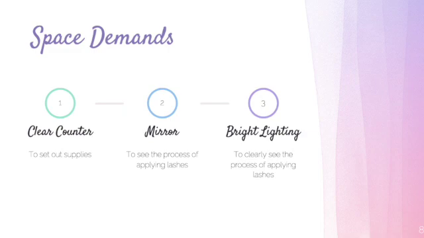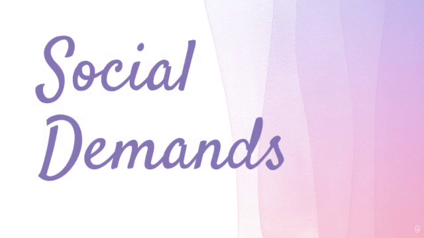Space demands are important to successfully applying false eyelashes. The participant will need a clear counter to set out items, a mirror to see, and ample lighting. Applying false eyelashes is an individual choice and activity. Cultural contexts have different standards of beauty, and some may be more accepting than others of the use of false eyelashes. However, there are no specific social demands required by this specific activity.